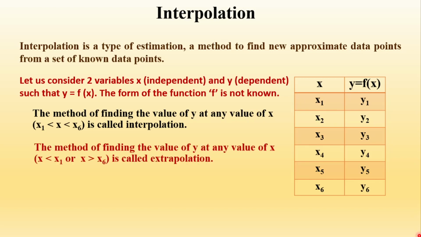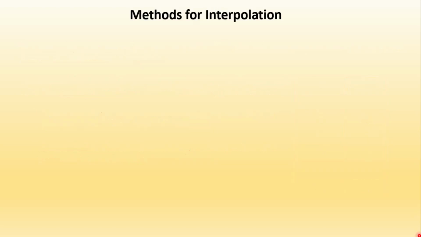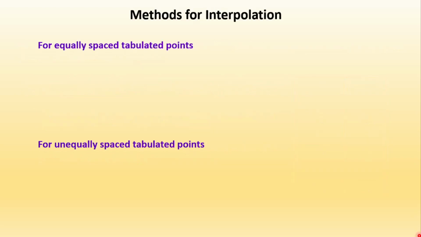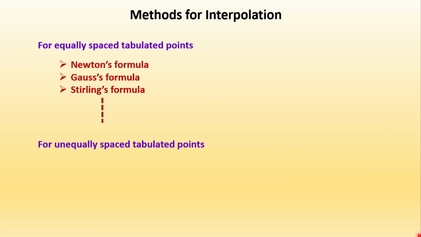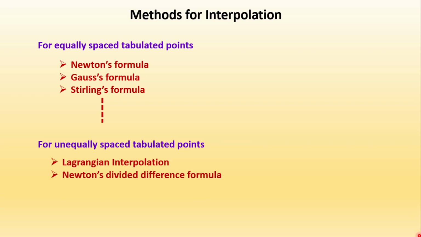The method of finding the value of y at any value of x less than x1 or greater than x6 is called extrapolation. Next, methods for interpolation. For equally spaced tabulated points, we have these formulas: Newton's, Gauss, Stirling's, and there are a few more. For unequally spaced tabulated points, we have Lagrangian interpolation and Newton's divided difference formula.